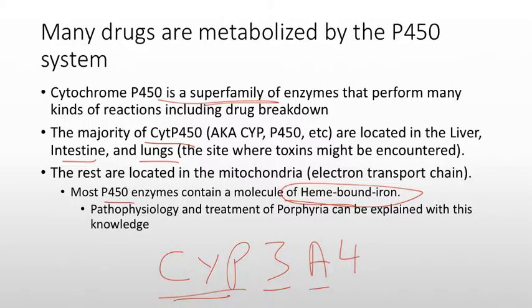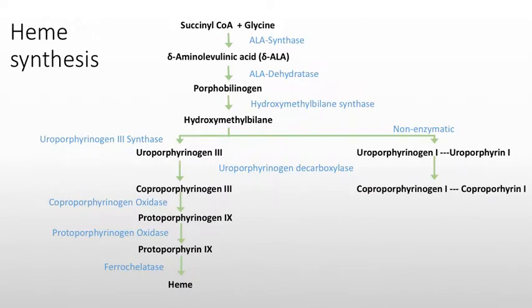This is important because if you are administering a drug that activates the production of cytochrome P450 enzymes, and you're doing that to somebody that has, for example, porphyria, this can have a major effect. This can cause them to have a crisis. What am I talking about with this crisis? Let's look really quickly at the heme synthesis pathway.